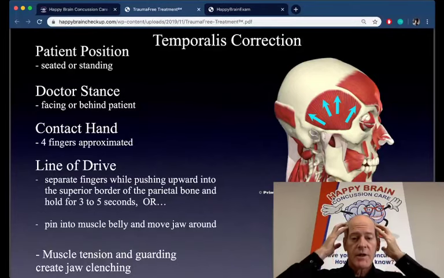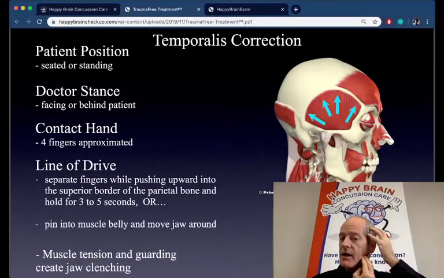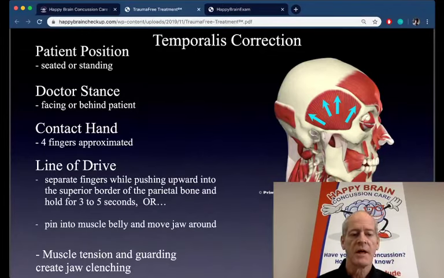So we're lifting up at the top, pushing down at the bottom. You can do a little bit of that at the same time on one side. Upper hand's pushing up, lower hand's pulling down. And again, we want to hold that for 3 to 5 seconds.